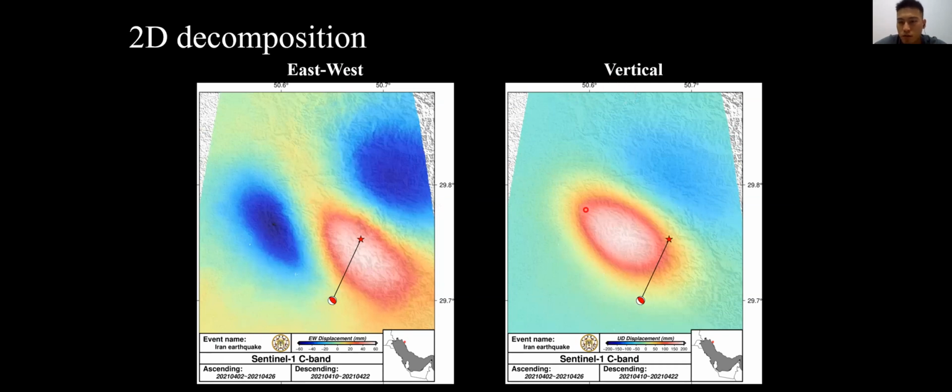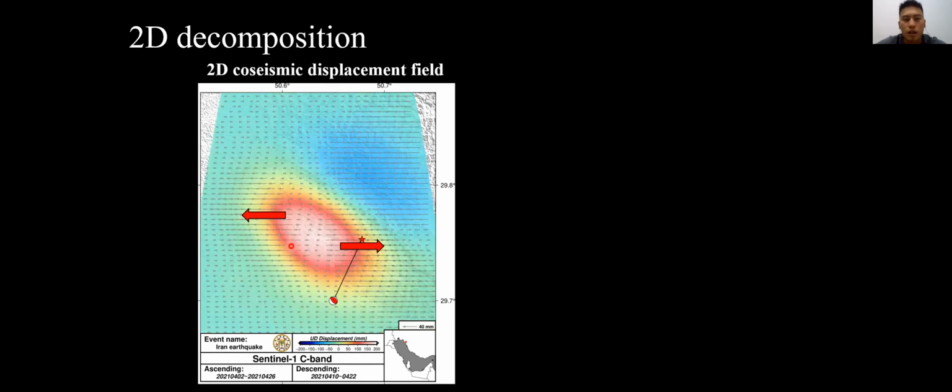If you look at the vertical part, it's pretty straightforward that this is an anticline and there was an earthquake. On the anticline, it experienced some uplift, around 20 centimeters, and here a little bit of subsidence. In the east-west component, this part is moving to the east, and this part is moving to the west. I plot them together, and I can make a map like this. This part is moving to the west, this part is moving to the east, and the colors represent the vertical motion.